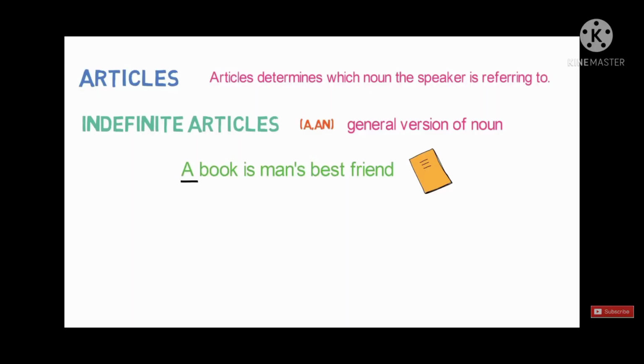Let's see briefly about the articles with examples. Articles determine which noun the speaker is referring to. Indefinite articles: a and an, the general version of a noun. Look at the example: A book is man's best friend. Here, a book is not a specified one, it's given generally. That's why we have to write a.